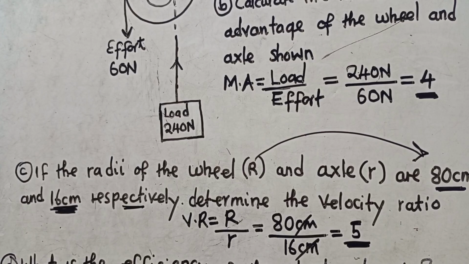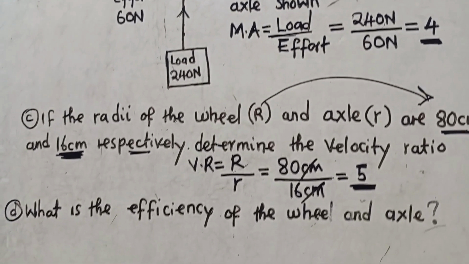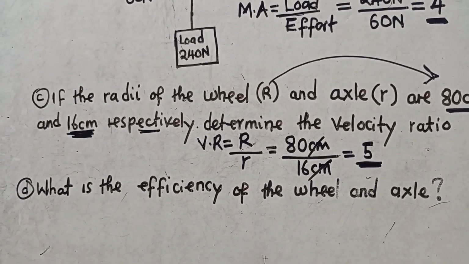So physics is all about understanding the question and what you are given. These are simple things that I expect everyone to answer even in an exam. Let us now move on to the last question. The last question is also very simple. The question is saying, what is the efficiency of the wheel and the axle? Very simple. You've got the velocity ratio, and you have the mechanical advantage. So what are you going to do?